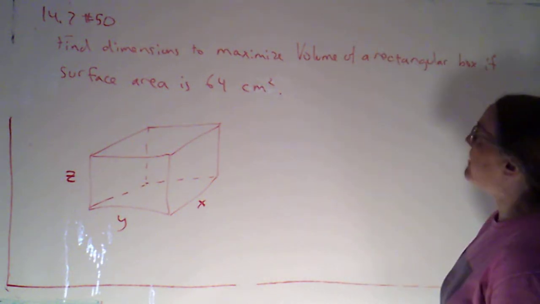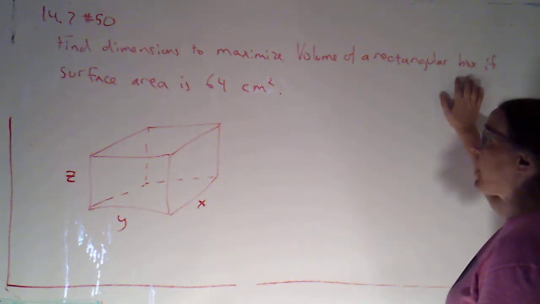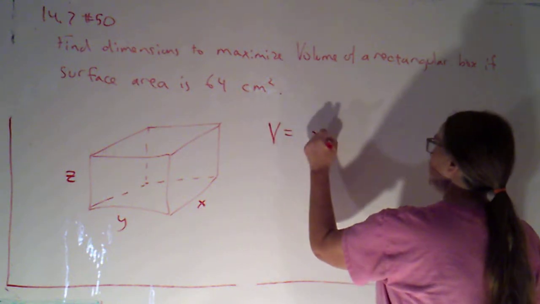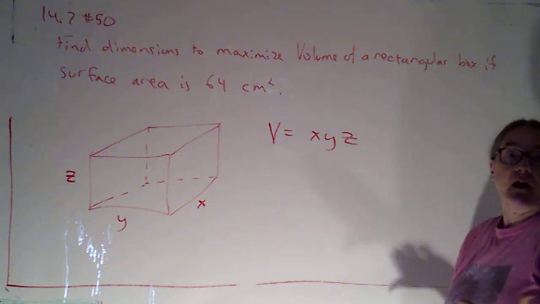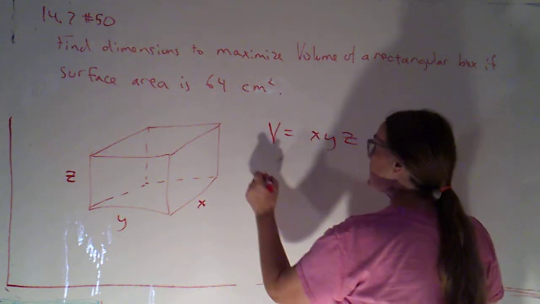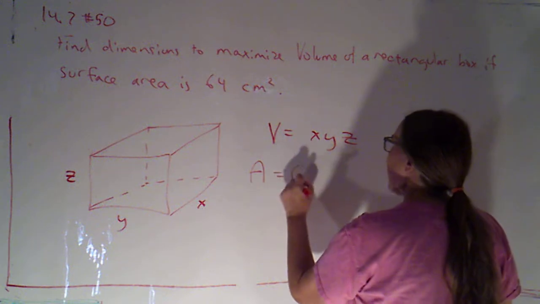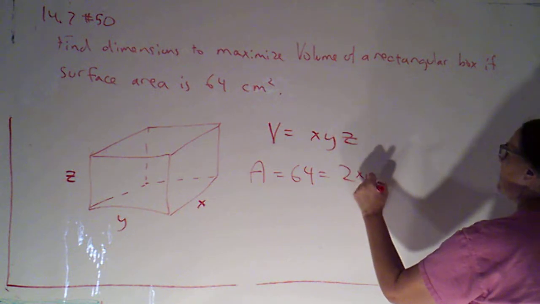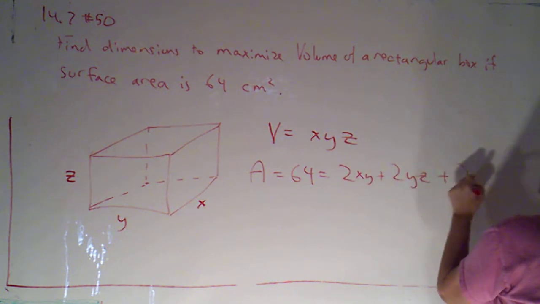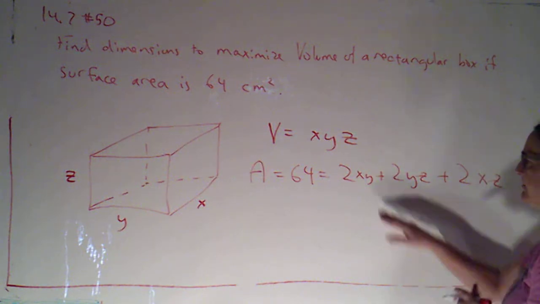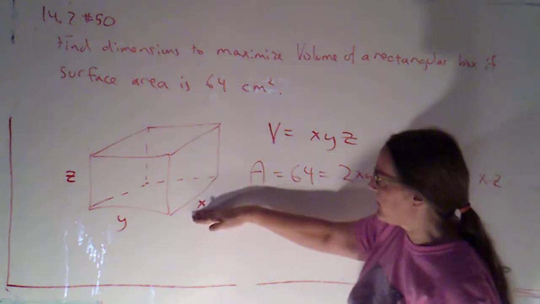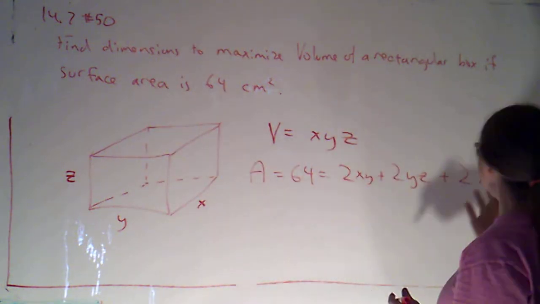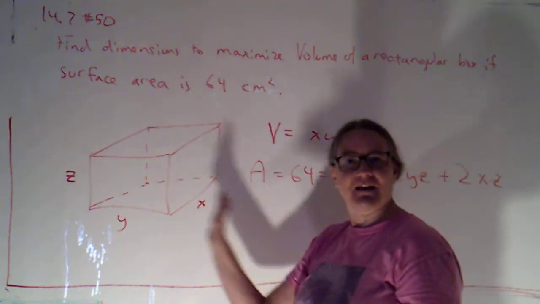Okay. So we're finding the dimensions that will maximize the volume of a rectangular box if the surface area is 64 square centimeters. So the volume is just a function of three variables. It would just be x times y times z. And our constraint is that the surface area, which I'm just going to call A, has to be 64. But we've said that the surface area is just 2 copies of xy plus 2 copies of yz plus 2 copies of xz. Essentially x times y, that's giving me the bottom and the top. Y times z, that's giving me the front and the back surface, and x times z, that's giving me the left and the right sides.